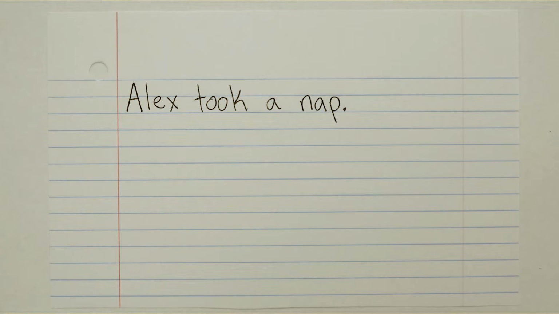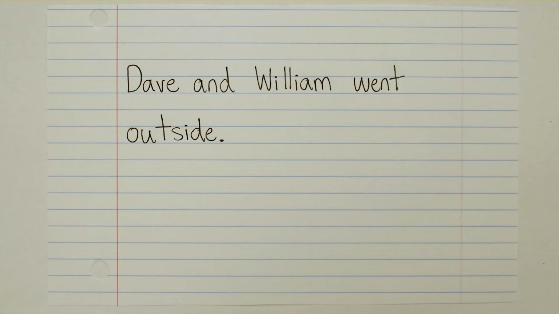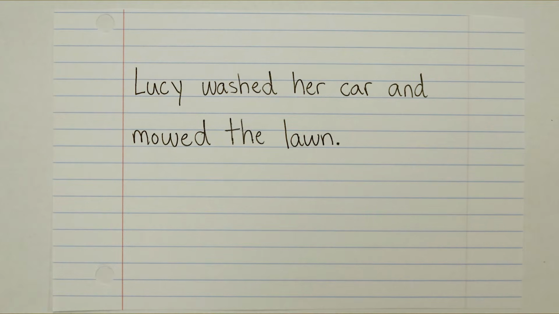Sometimes a simple sentence will have a compound subject, like this. Dave and William went outside. So now you've got two people, but they're connected, they're lumped together. They're both part of the same subject unit. Alternatively, you might have a compound predicate. Lucy washed her car and mowed the lawn. Same concept here. Yes, there are two actions, but they're still part of the same predicate unit.